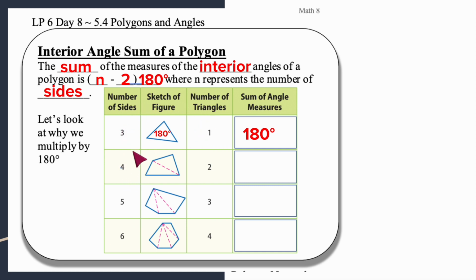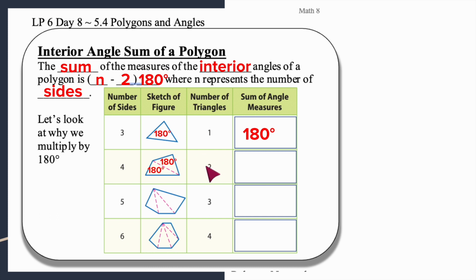So if we look at the next one, if I have 4 sides, I have 4 minus 2, so that's 2, and we can see here I have 2 triangles, right? Or 5 sides, if I have 5 minus 2, then I have 3. That means I have 3 triangles. So really what the n minus 2 is calculating is the number of triangles that are in that shape, okay? And each triangle is 180 degrees. So that's why we multiply by 180.